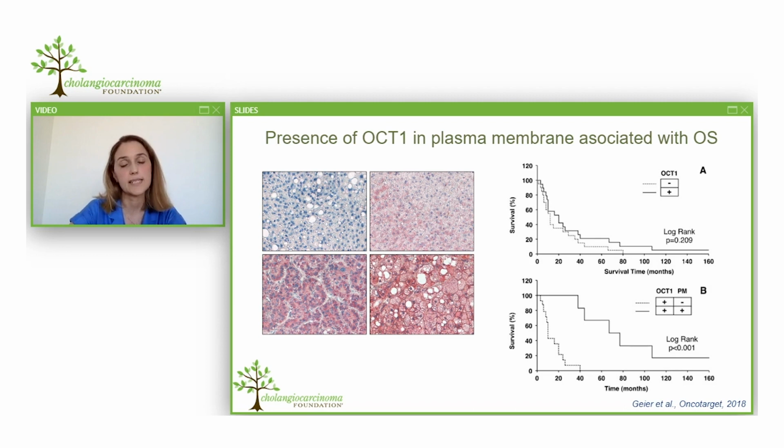In a collaborative study with a German group, we found that the expression of OCT1 was very different from one tumor to others. And we observed that there was no difference in the overall survival of patients treated with sorafenib if we just compare the expression or absence of OCT1. However, overall expression was higher in patients whose tumors had OCT1 expressed in the plasma membrane.